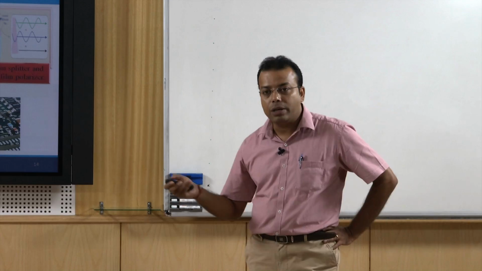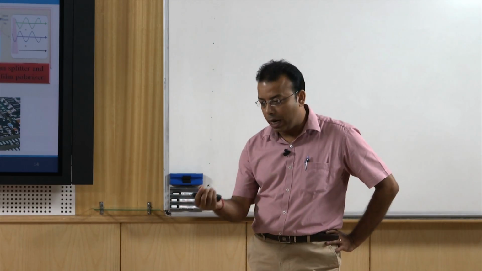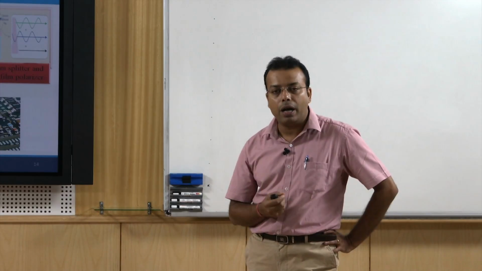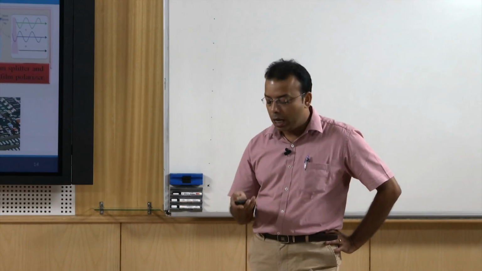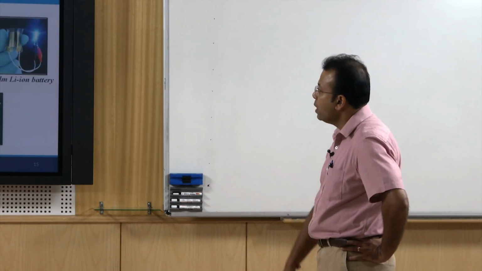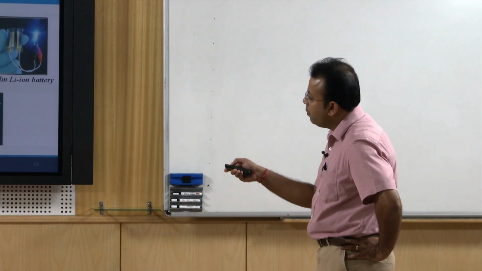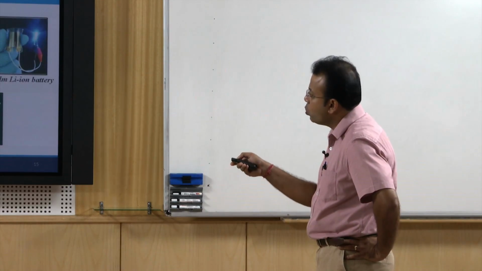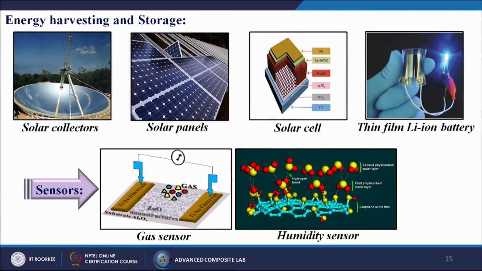So, nowadays we are using this type of material for our tablets, our mobiles, our computers or laptops. Then we are using this kind of thin film for solar collectors, solar panels, solar cells. Here you can see that there are several layers by which we are making the solar cells, to increase the efficiency of that particular material.